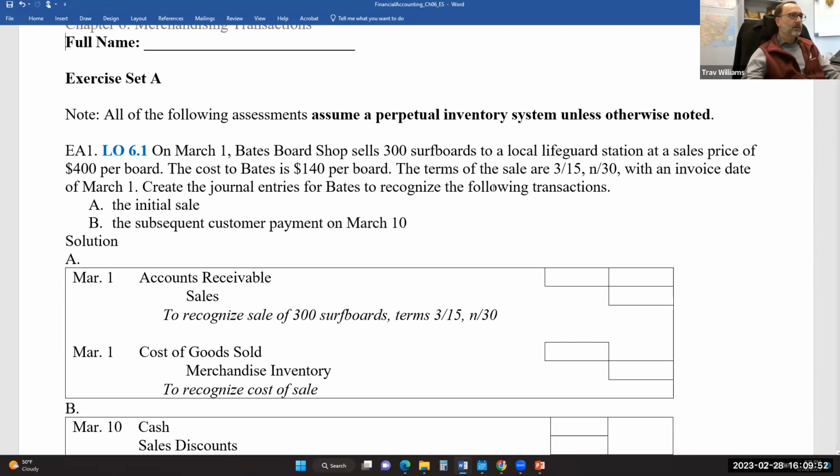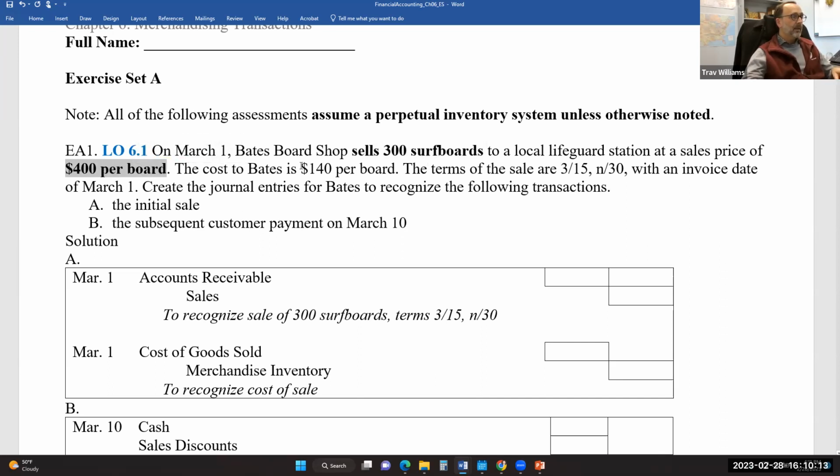So the first one, we have a company. Now it says that the company is selling 300 surfboards. So we know that in this case, the merchandising company is the seller in this transaction. And the price of their product is $400 per board. So that is what their customer is paying. And the cost to the company is $140 per board.